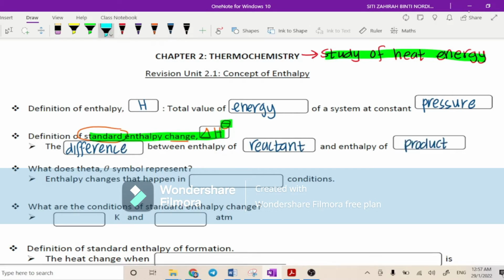So what does the theta symbol represent? It represents the changes that happen in standard condition. So make a note that I wrote it as conditions. So what are the conditions of standard enthalpy change? Well, that would be 298 Kelvin and the pressure of 1 atm. Or you can write the Kelvin into temperature as 25 degrees Celsius. Well, I'll accept both.